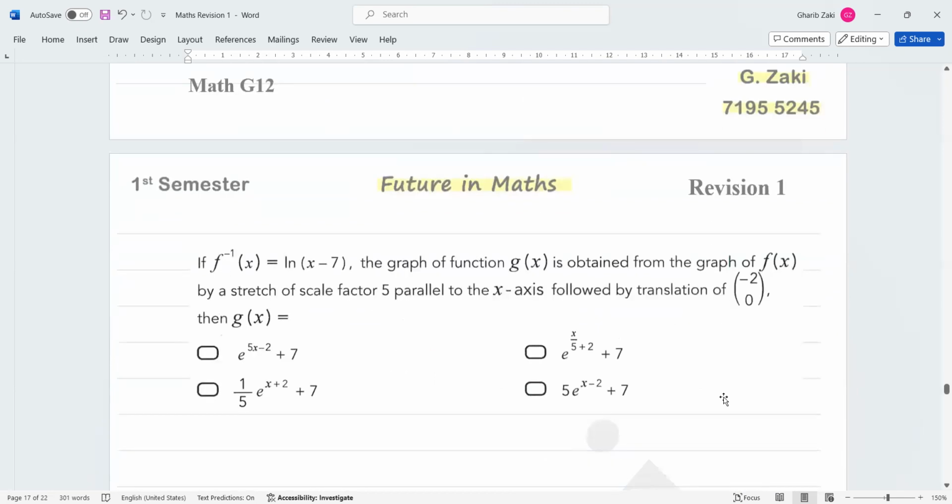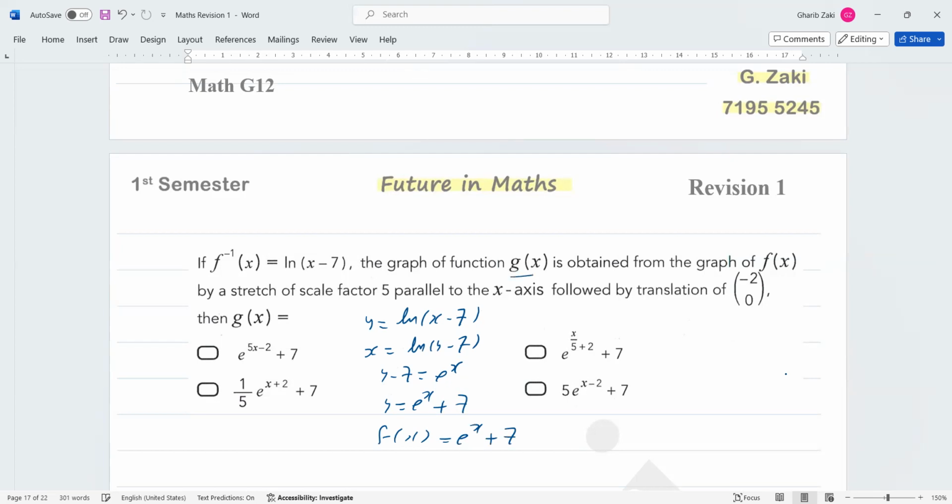Now, next question. He said, f of minus 1. The graph of g is obtained from f of x. So this is f of minus 1 x. We find f of x. How? We write y equals ln x minus 7. So x equals ln y minus 7. Y minus 7 equals e power x. Y equals e power x plus 7. So this is the function f of x. So f of x equals e power x plus 7.